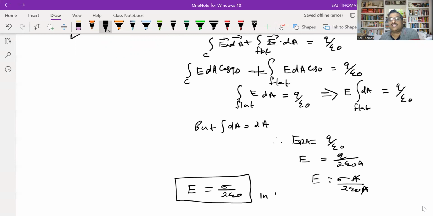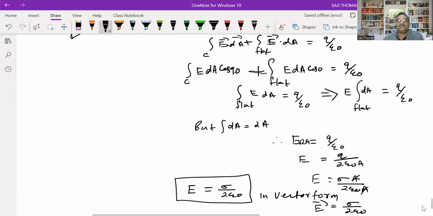In vector notation, vector form, what will be the equation? E bar equals sigma by 2 epsilon 0 i hat. Or we can write n hat. I hat or n hat. N hat means normal. So this is the equation for the electric field near a thin uniformly charged plane sheet.